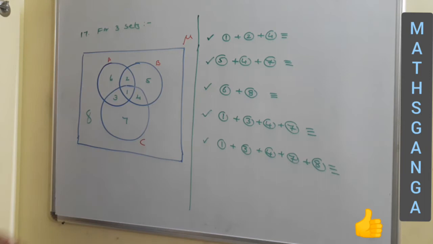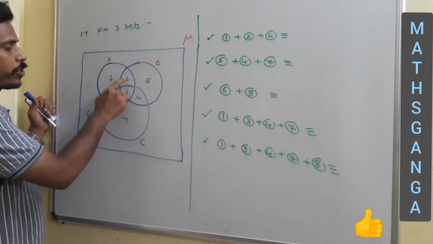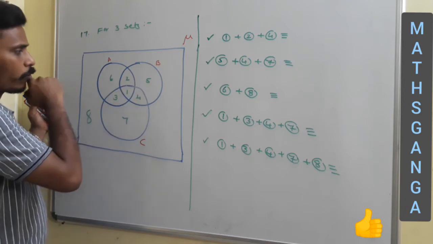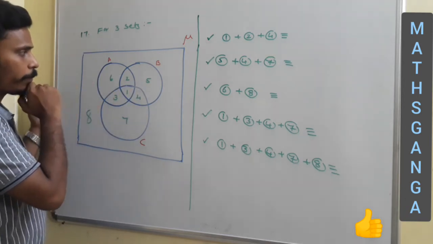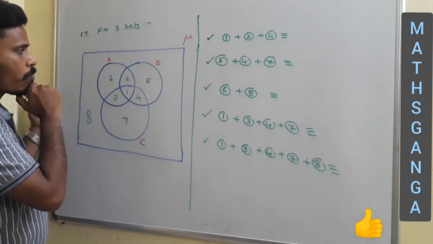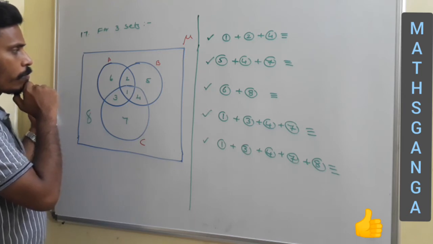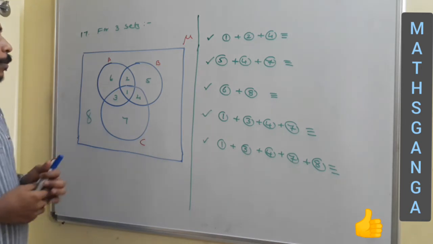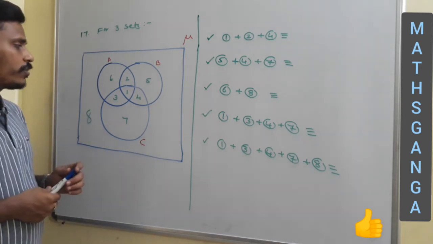What can I give for this 1, 2, 4? Which name can I give? In this B, I need to eliminate this 5. Only the B region is eliminated. Yeah, B minus A union C.